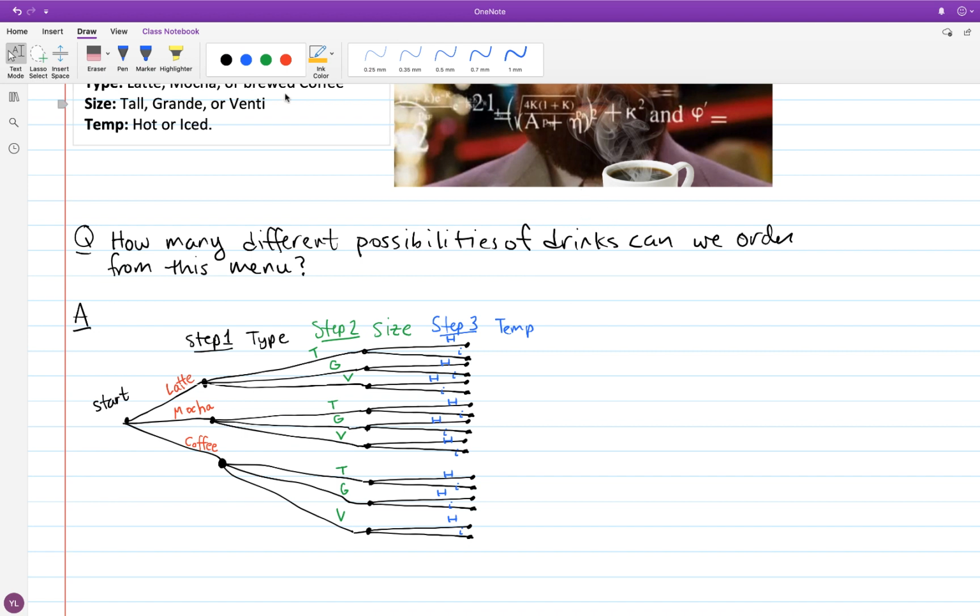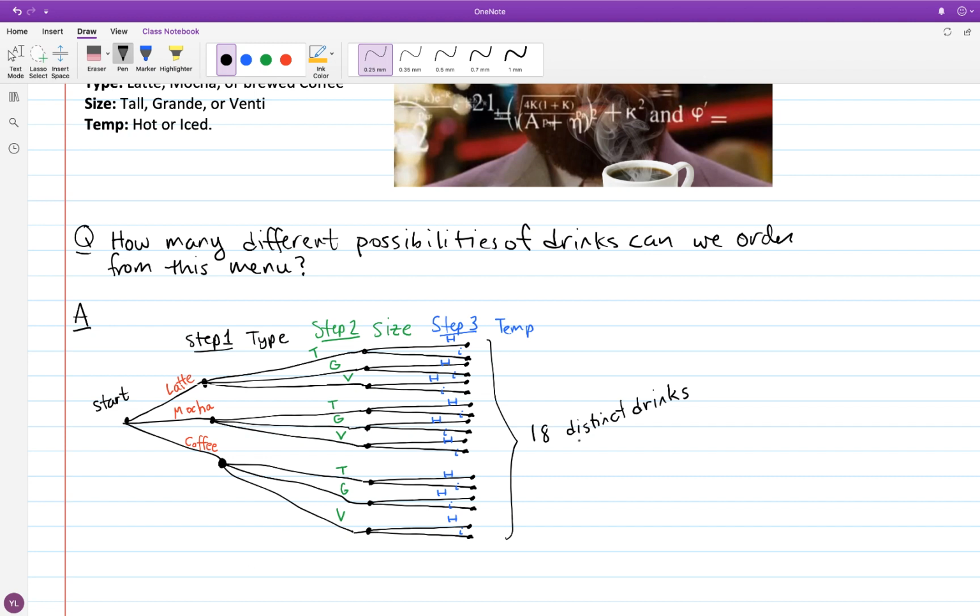Okay, so here's the point. At the end of drawing this tree, every single node here on the far right represents a distinct drink. So if you follow any one of these branches through the tree, you'll get a distinct drink. So for example, let's follow this one. Let's say I have a mocha that's venti and hot, like that. A coffee that is tall and iced. There are apparently, let's see here, 9 times 2 many nodes over here. So there's 18 distinct drinks.